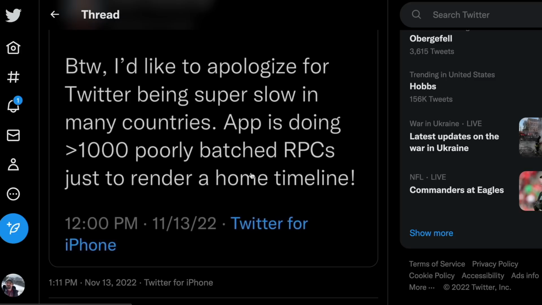And from Elon Musk's original tweet, he mentions poorly batched RPCs. You usually don't batch RPCs, like you make RPC requests and it's back and forth between server to server. So saying that they're being batched is probably not correct. Maybe they're batching 1,000 RPCs together, but I don't know why.